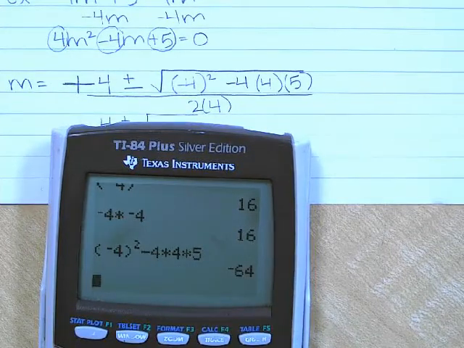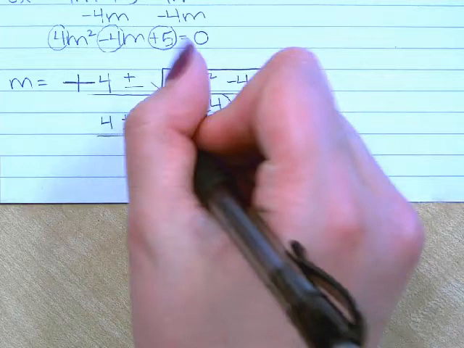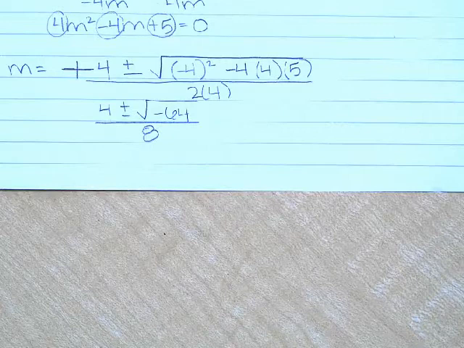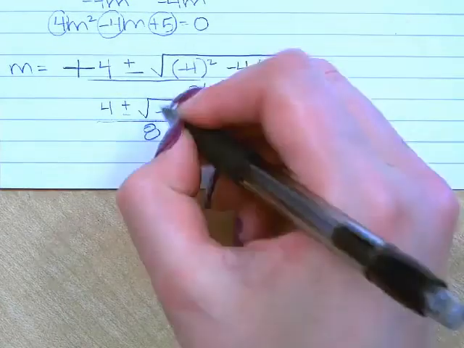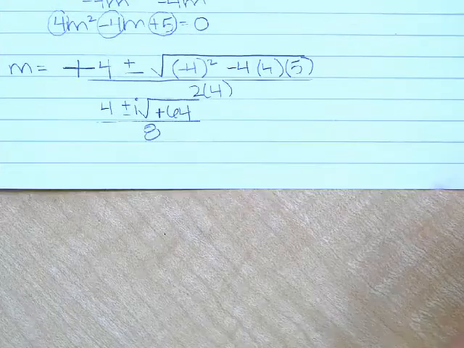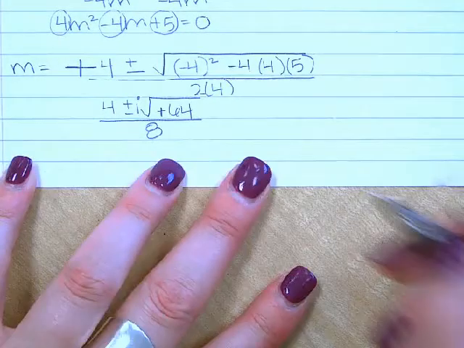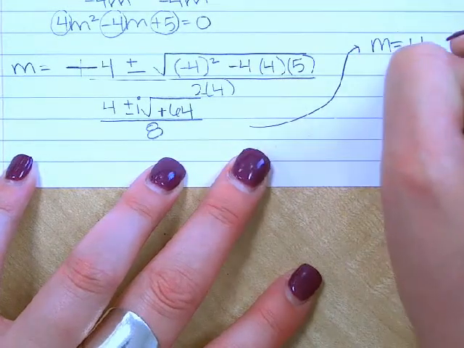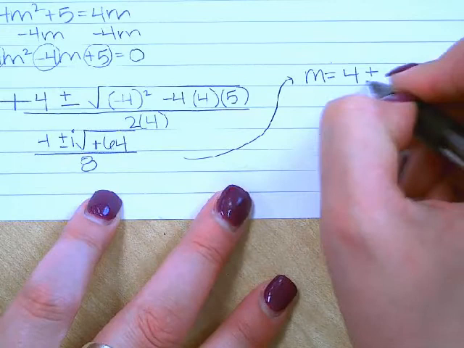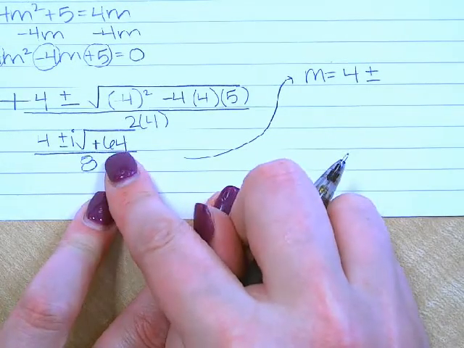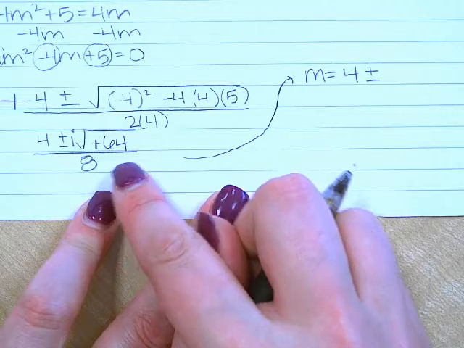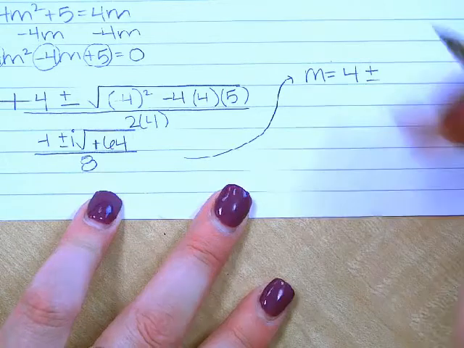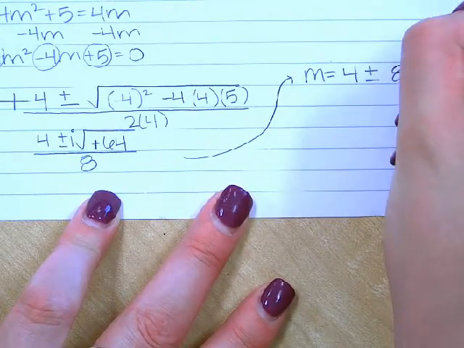And this time I get negative 64. So again, we have an imaginary number as the answer. So I'm going to go ahead and make this a positive and put an i in the front. And so that means that I have m equals 4 plus or minus, and this one is interesting because 64 is a perfect square, so I can go ahead and square root that. The square root of 64 is 8, so I can say 4 plus or minus 8i.